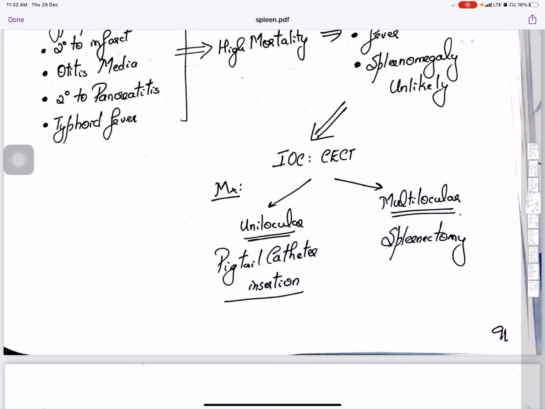It rarely requires surgery. The indication for splenectomy is gross enlargement of the spleen and hypersplenism. Okay, so we go for tropical splenomegaly. Tropical splenomegaly has splenomegaly and hypersplenism. Hypersplenism is pancytopenia in the presence of normal or hypercellular bone marrow. Okay, that also you should remember.